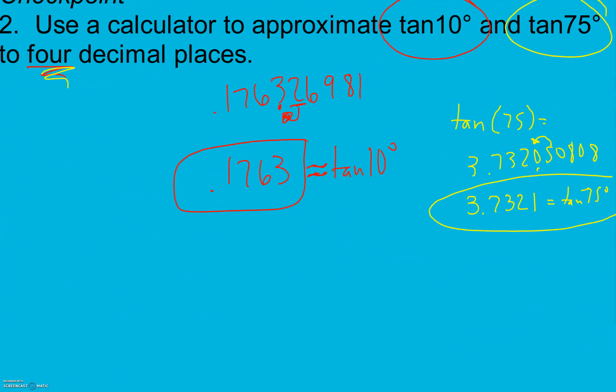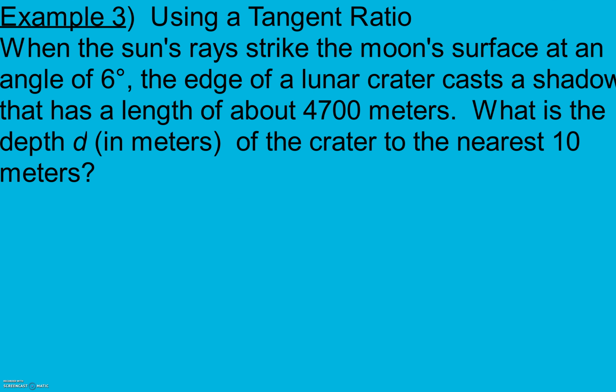And there you go. In example 3 here, we're using a tangent ratio. When the sun's rays strike the moon's surface at an angle of 6 degrees, the edge of a lunar crater creates a shadow that is a length of about 4,700 meters. What is the depth, d, in meters, of the crater to the nearest 10 meters?